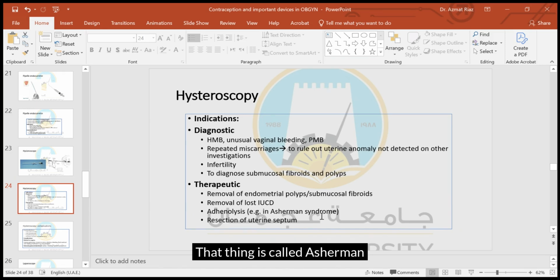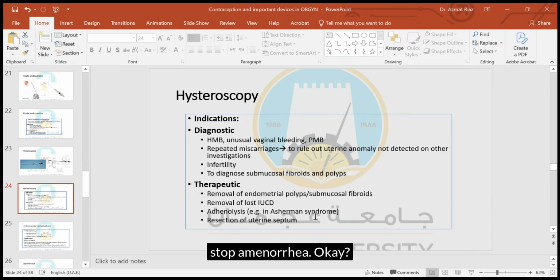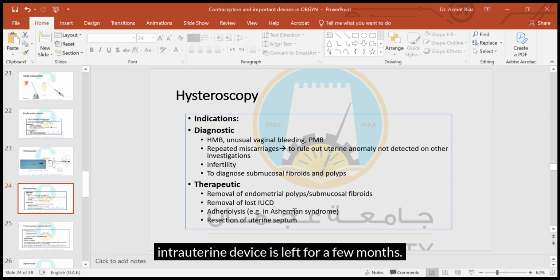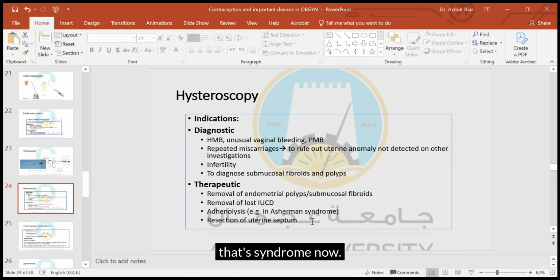That thing is called Asherman syndrome, which can interfere with periods. Okay, so women can have either very little bleeding or their bleeding may stop, amenorrhea. And of course they cannot get pregnant, because there is deficient endometrium and there are adhesions, so it will interfere with implantation. So what is the treatment? Break the adhesions: perform a hysteroscopy, do adhesiolysis, and then, because the adhesions can form again, usually an intrauterine device is left for a few months until it is healed, and then removed later. Okay, so that's Asherman syndrome.